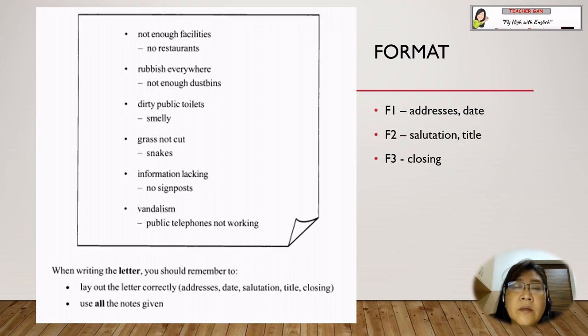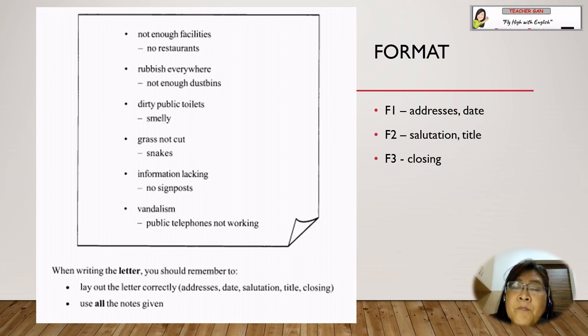Okay, let's look at the content points. So, not enough facilities, no restaurants, rubbish everywhere, not enough dustbins, dirty public toilets, smelly, grass not cut, snakes, information lacking, no signposts, vandalism, public telephones not working. So when writing the letter, you should remember to lay out the letter correctly, addresses, date, salutations, title, and closing, and use all the notes given.